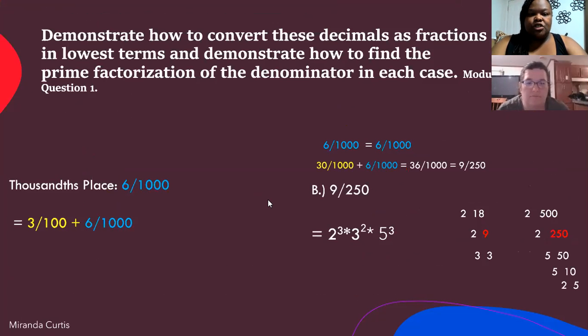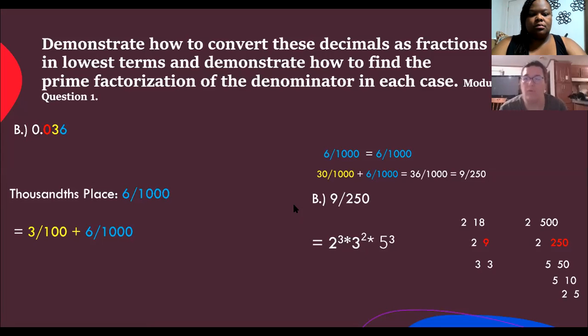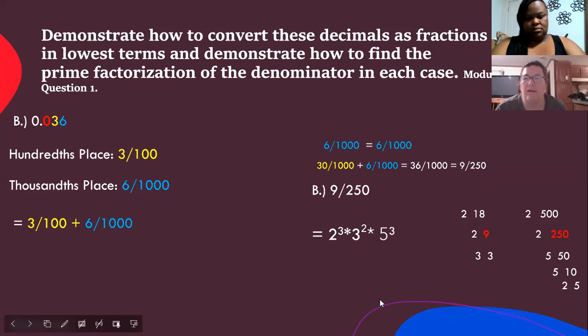Miranda, demonstrate how to convert these decimals to fractions in lowest terms and demonstrate how to find the prime factorization of the denominator in each of the cases. Okay, so our equation is 0.036. We're going to look at its placements. In yellow, we have a 3, and it's in its hundredths because we're after the decimal point. If we were before the decimal, it would be ones, tens, and so forth. So the 3 is the hundredths place. We're going to put 3 over 100 to make it into a fraction.